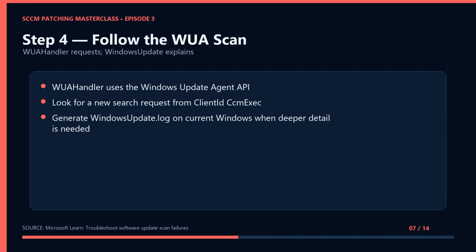WUAHandler uses the Windows Update Agent API and records the reported result. On current Windows, Windows Update operational tracing contains the deeper agent, protocol, and service detail. Get-WindowsUpdateLog can create a readable log. Correlate both logs with the timestamp from your single reproduction.